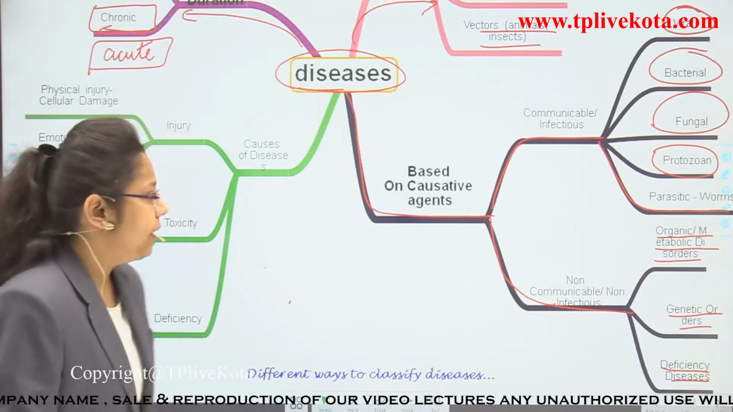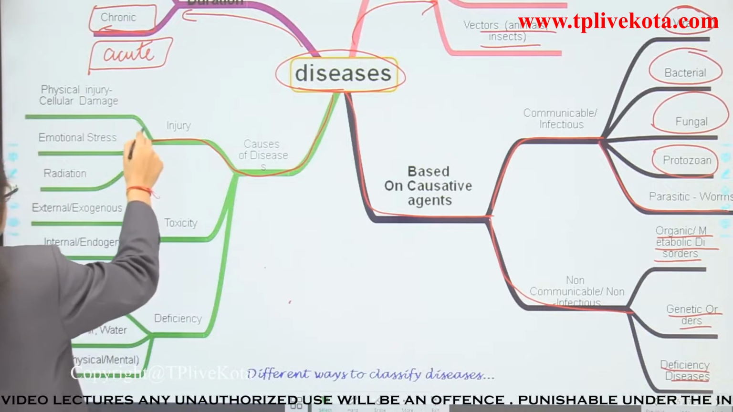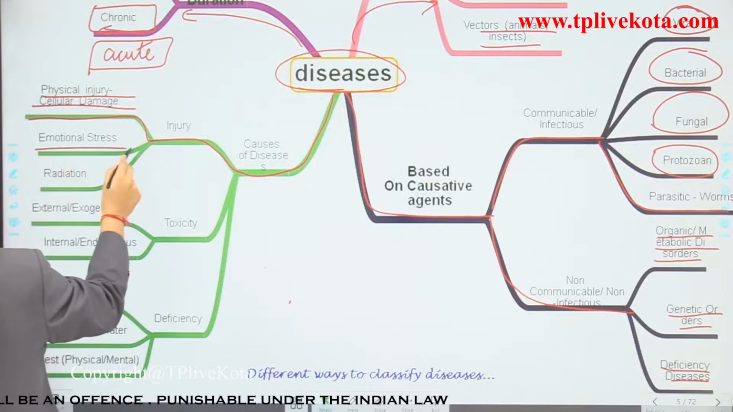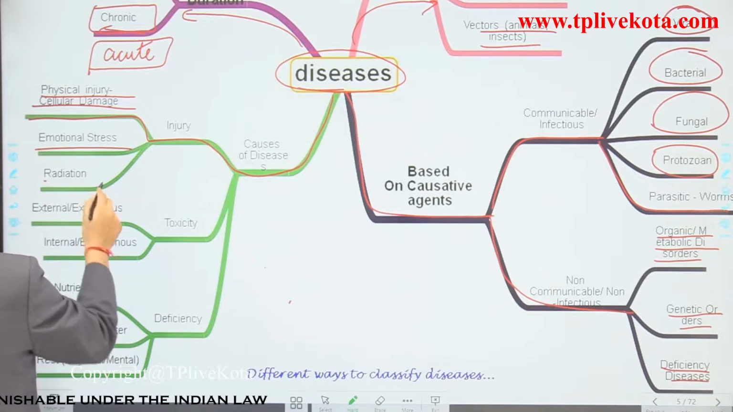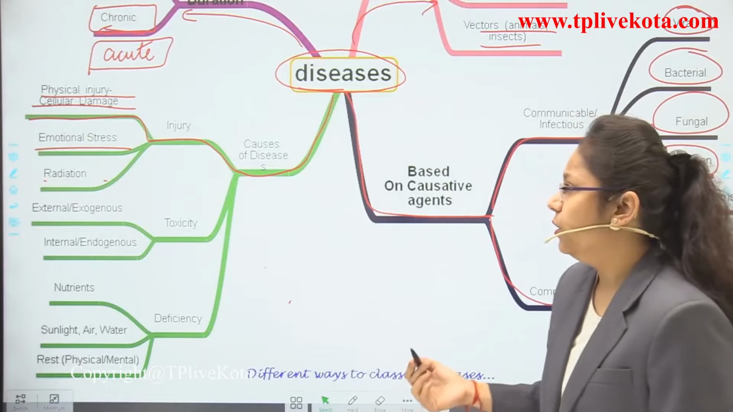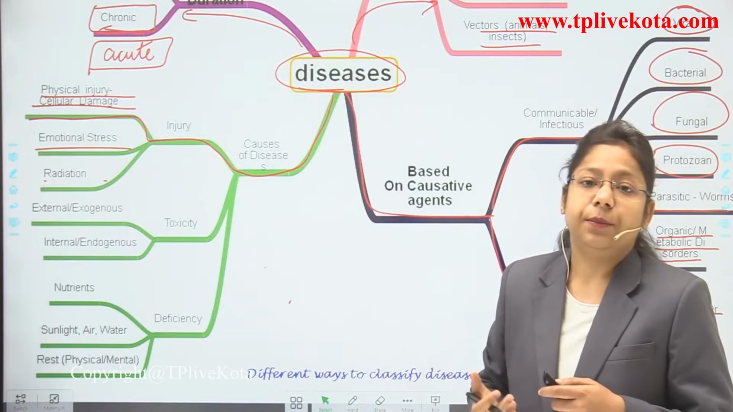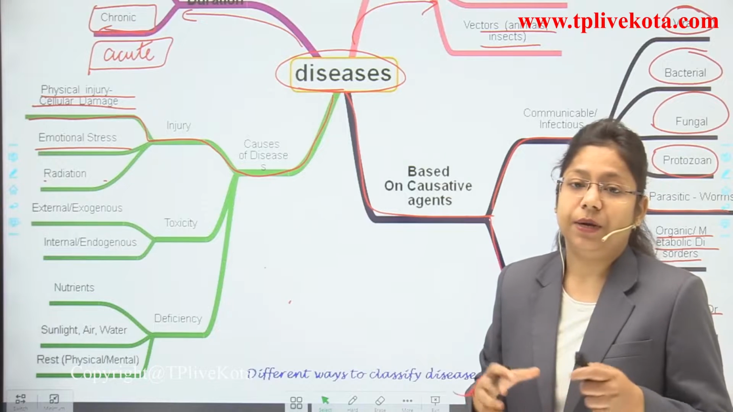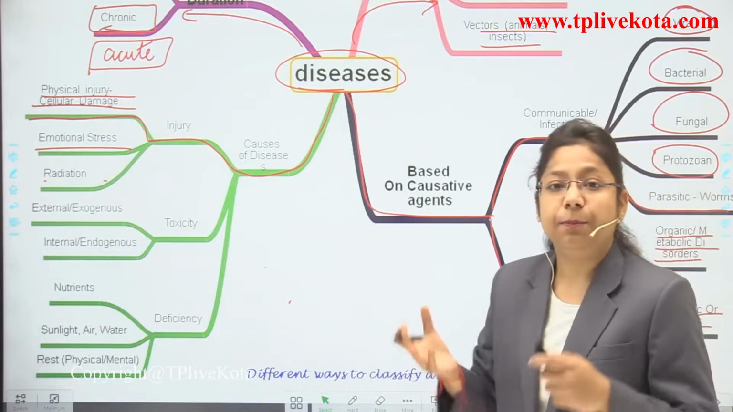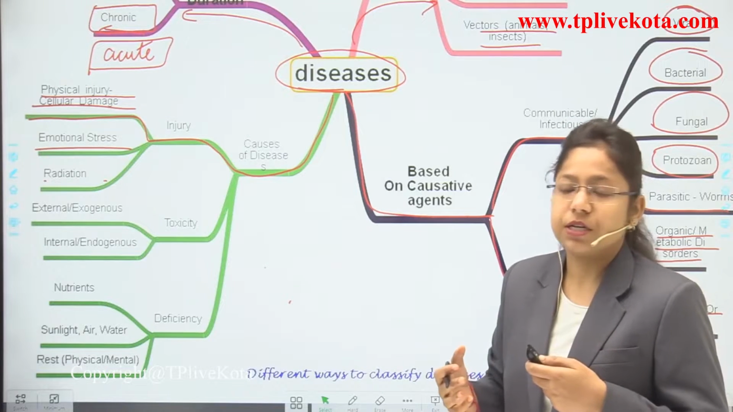Next, the causes of diseases may be of different types. First, injury: physical injury or cellular damage may be caused, emotional stress, radiation. These may be the causes of some kinds of diseases. If a person has very high emotional stress, they will come under depression. It is a type of disease which is caused by the person's own body only, because they are thinking too much about a particular thing.